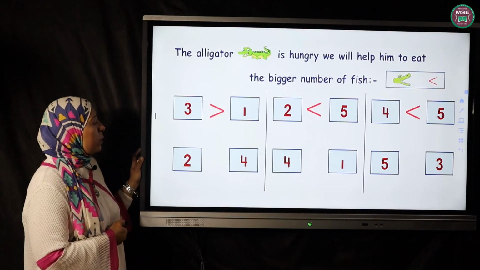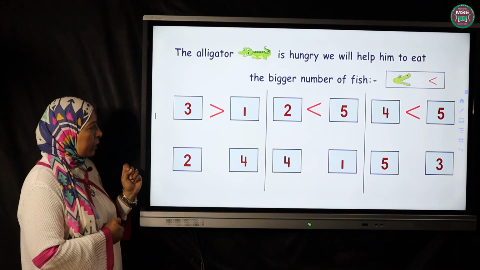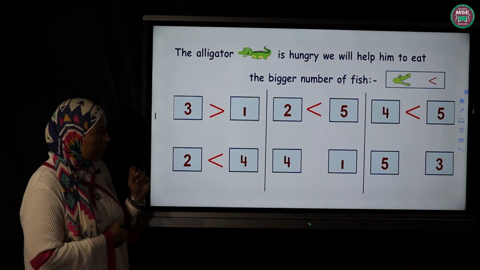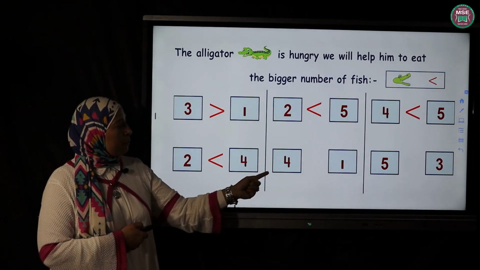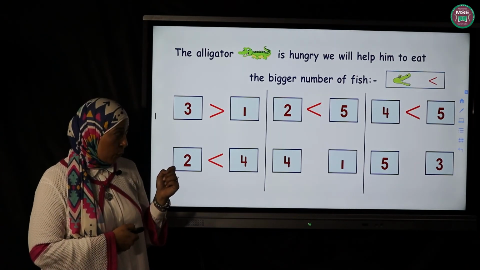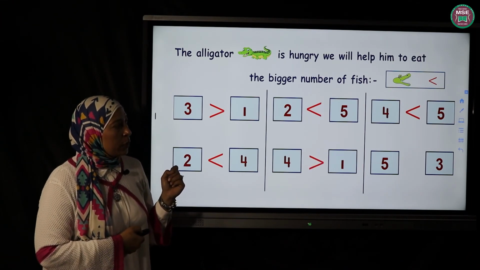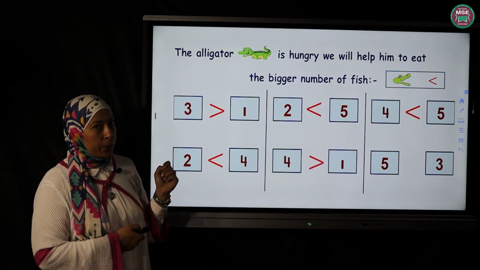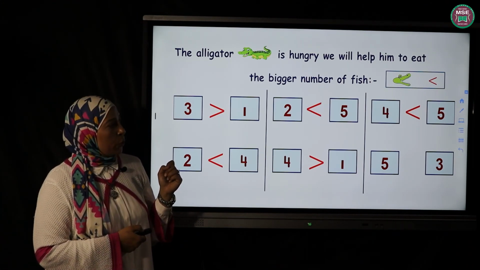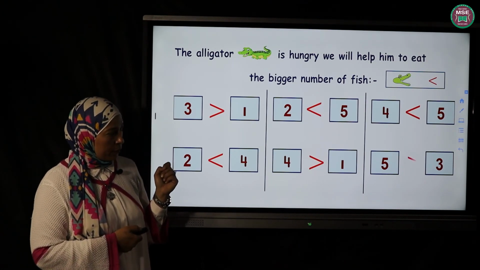Let's move to the next row. Here we have number 2 and number 4. Which one's bigger? Number 4. Excellent. So the alligator is going to open his mouth to number 4. Here we have 4 and 1. Which one is bigger? 4 fish or 1 fish? Yes, 4. So the alligator is going to open his mouth to number 4. The last one we have 5 and 3. Which number is bigger, 5 fish or 3 fish? 5. So the alligator is going to open his mouth to number 5.